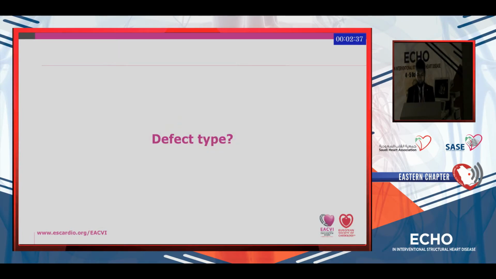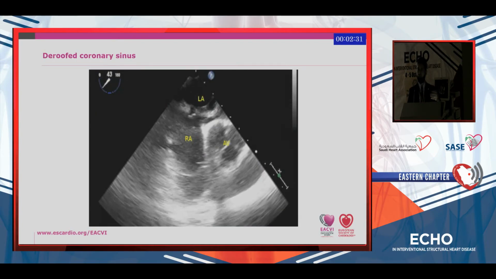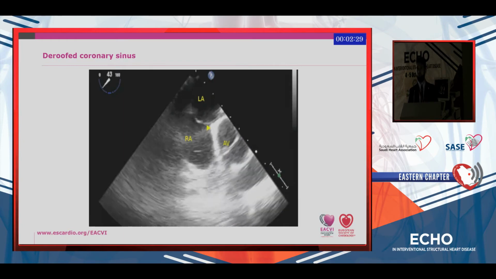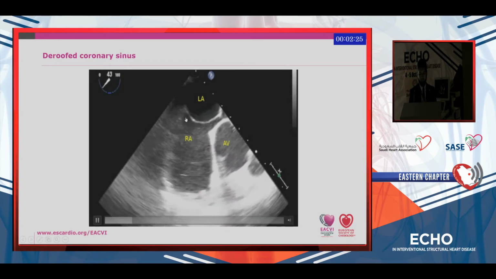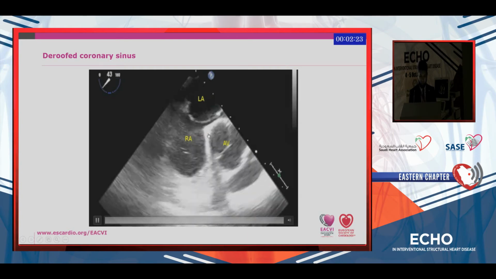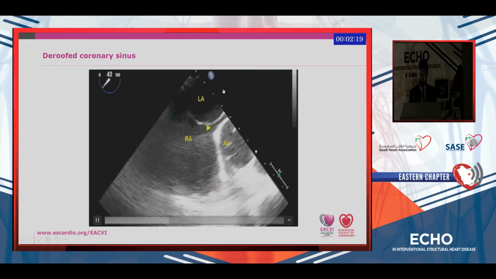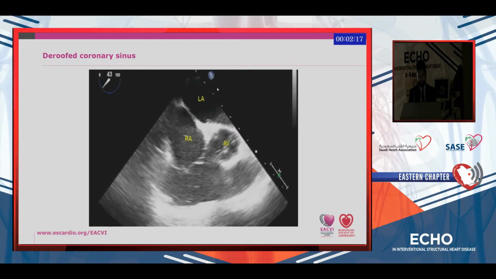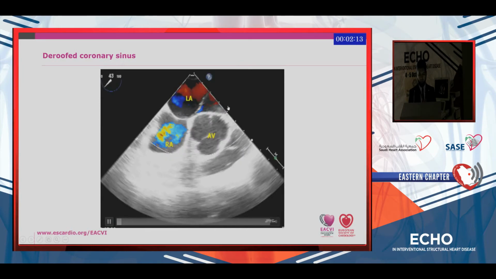Okay, the last case. What is the defect type here? This is a patient that had mitral valve prolapse with regurgitation, so I was doing him for another reason. But then, with the short axis view, this septum was supposed to be attached here, actually. So there is a space here, and the septum is curved back into the left atrium. With some color, there is shunt, intermittent shunt, from the left atrium to the right atrium.